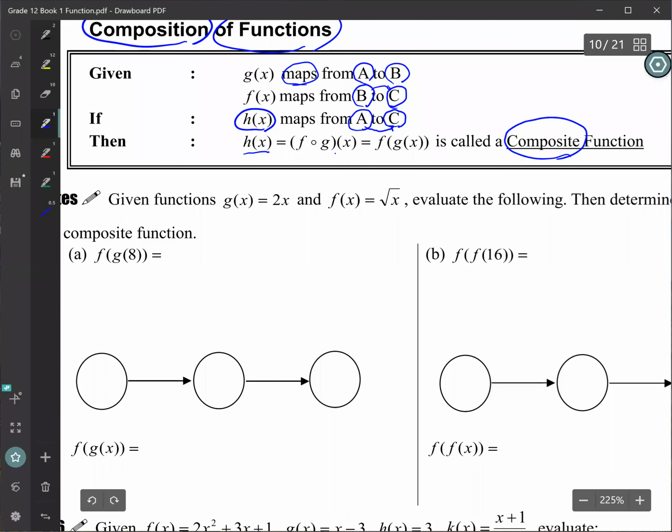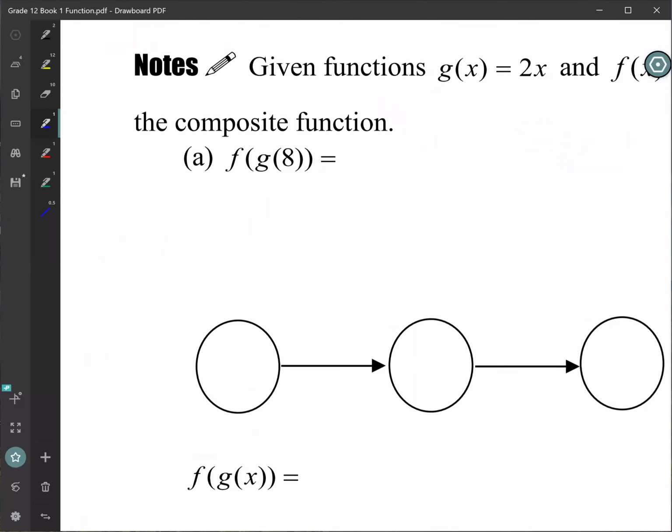So we'll say this together. h of x, f of g of x. Okay. So for example, this number, we'll say this together as well. f of g of 8.